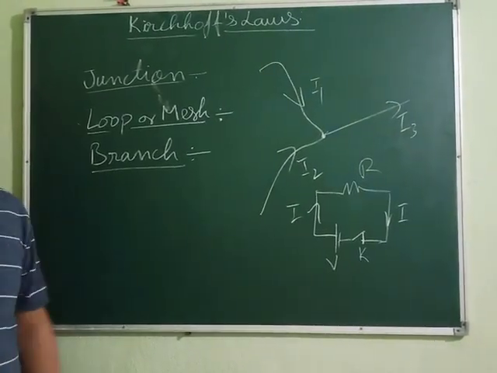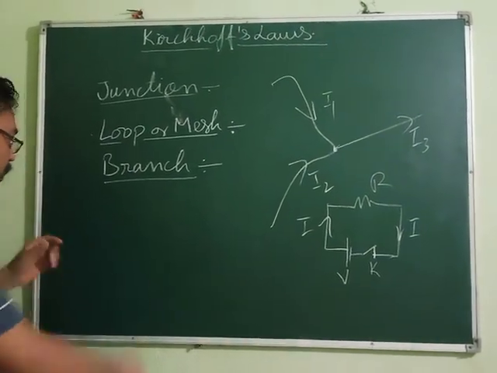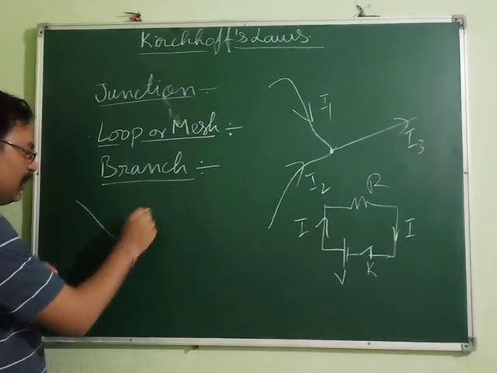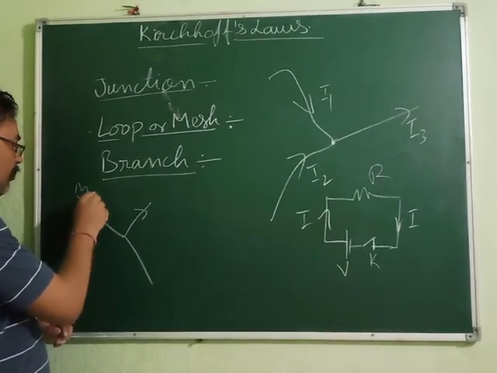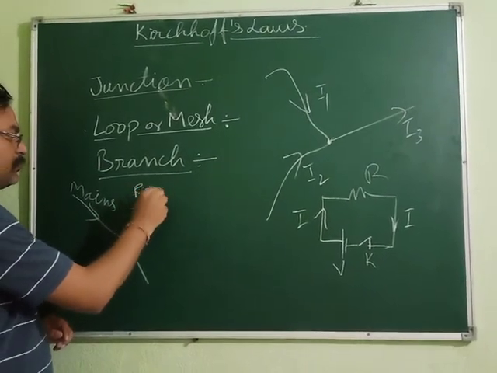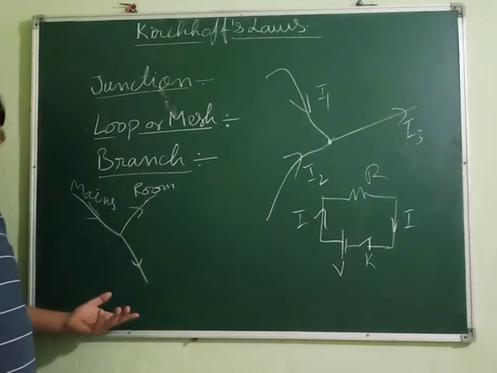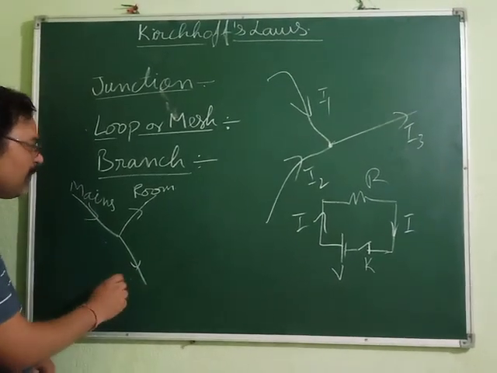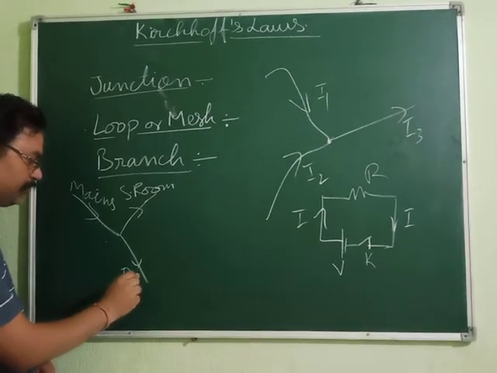Let me explain to you first, then you will write. Suppose a wire is coming. There is a point. A wire is coming from the mains and it is distributed in two parts. This is the main wire, coming from the mains, and this wire is going to your room, and this wire is going to some other room. Suppose it is your study room, and this is the bedroom.